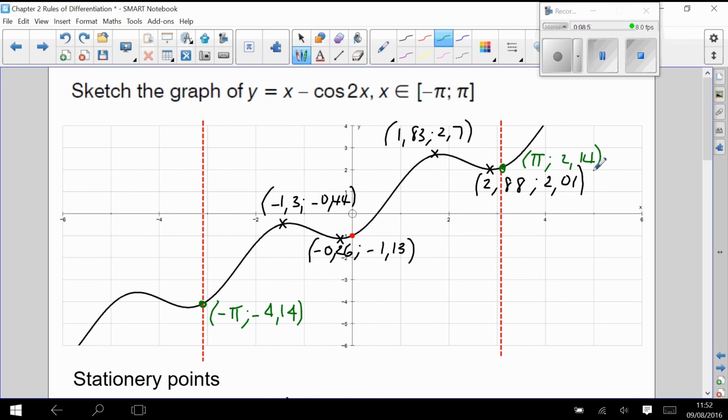You have now very successfully found the curve of the graph, which was y is equal to x minus cos 2x. Please remember, every time I include a trigonometric function, you must work in radians.